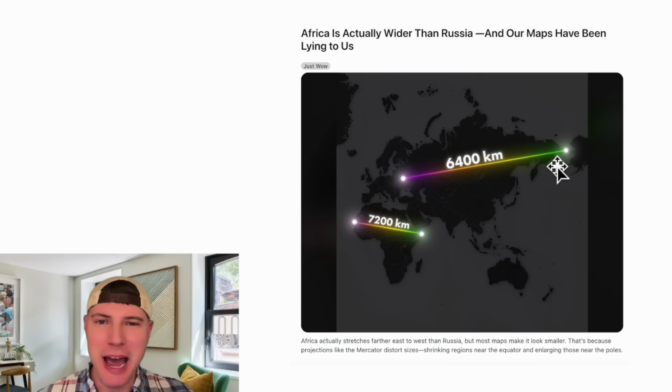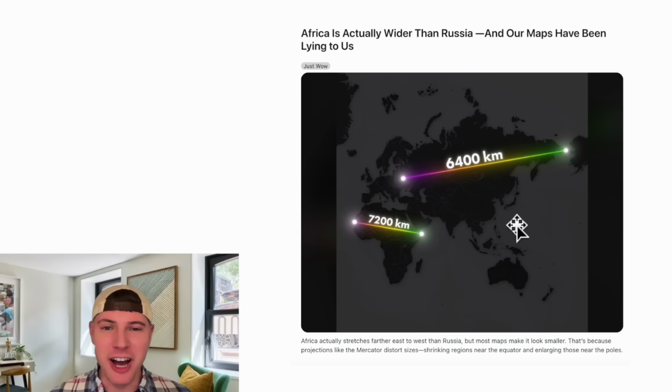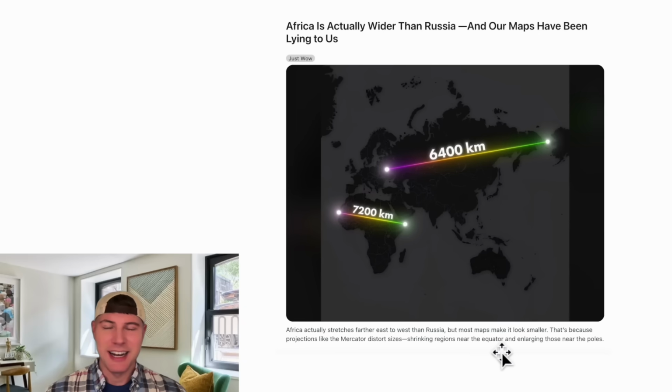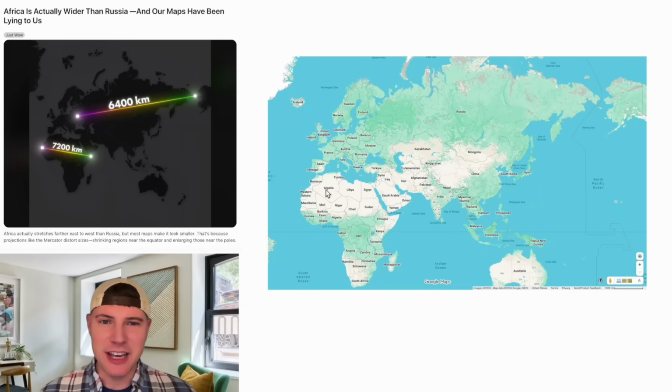We're looking at a map of Russia and Africa, and across Russia looks way larger than across Africa, but it's actually a shorter distance. This is just showing how flat maps are flawed when your Earth is a globe. I kind of want to play around with this and see if I can do some math. First, let's go to Google Maps, and just to verify, yeah, Russia clearly looks larger than Africa.